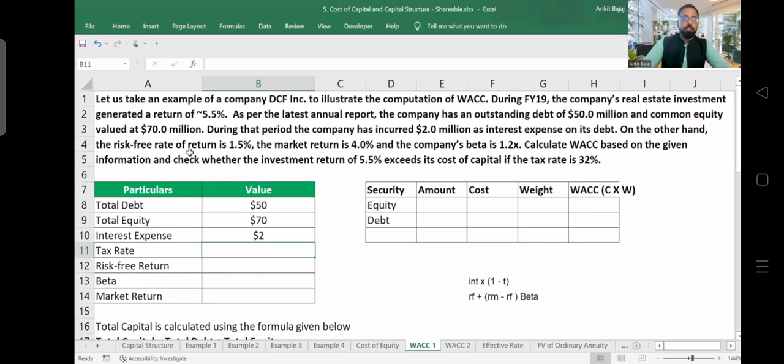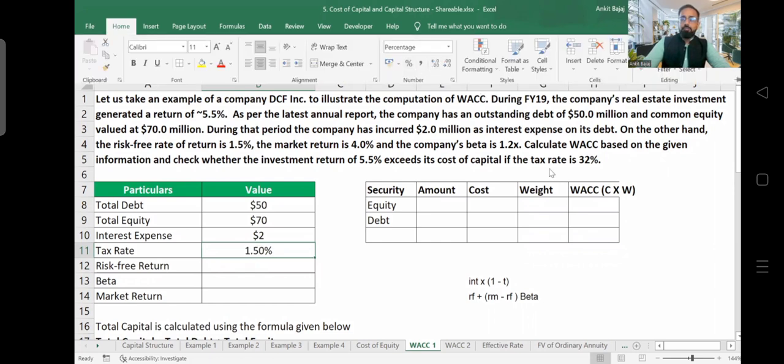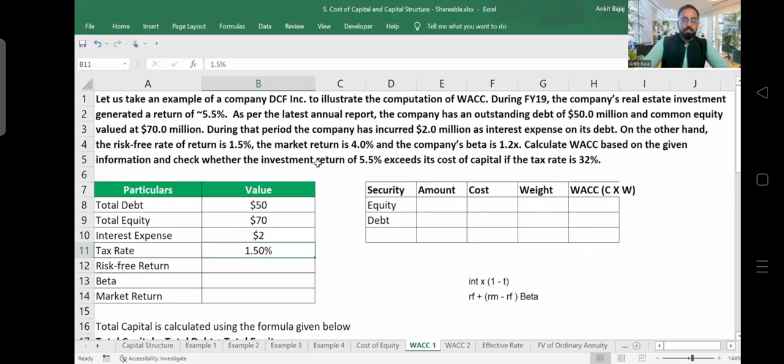On the other hand, risk-free rate is 1.5 percent, right? It is 1.5 percent. After that, the market return is 4%. So I will write down market return here. Then beta is 1.2. Then calculate the WACC on the given information, and check whether the investment return 5.5% exceeds its cost of capital. Tax rate is 32%.